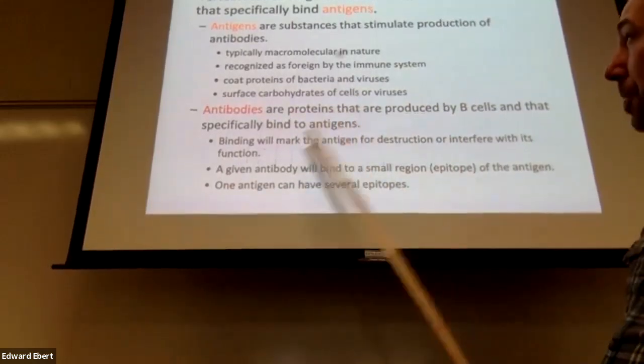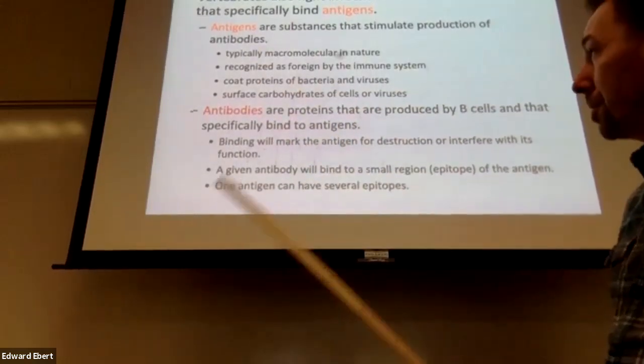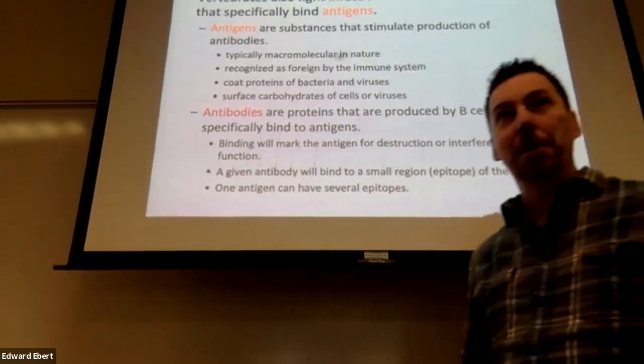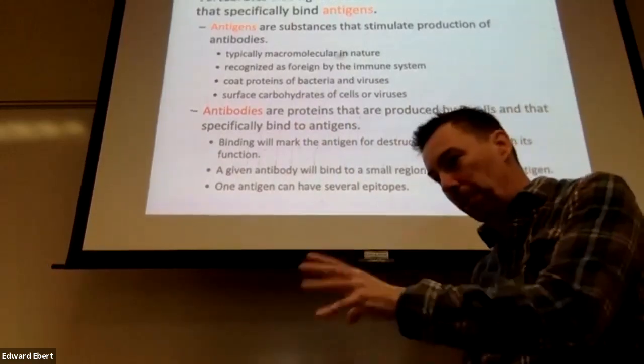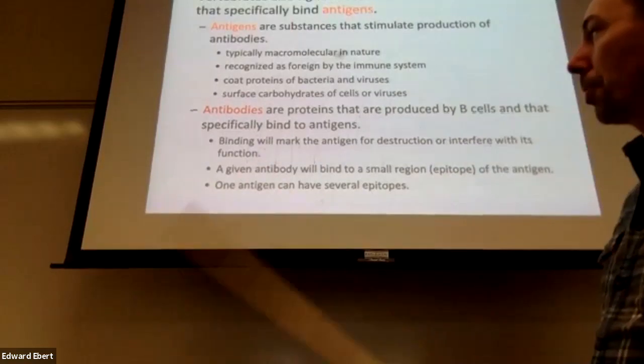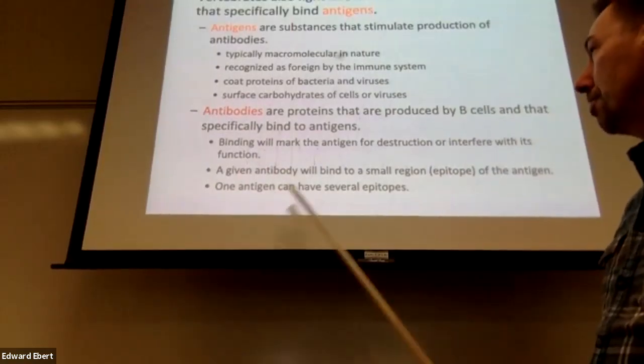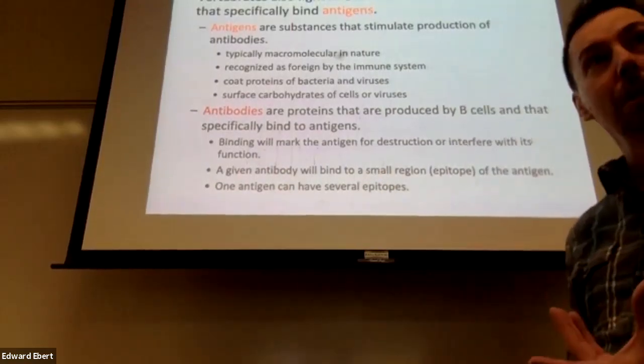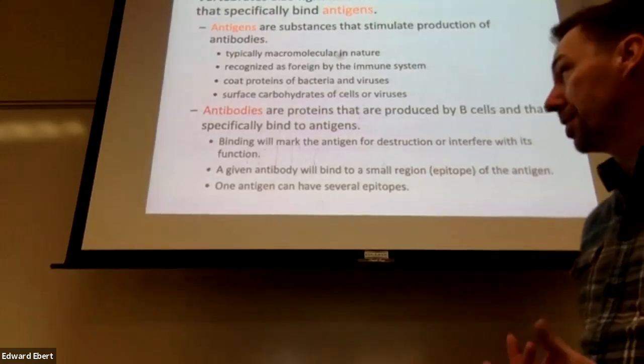But the antibodies are proteins that specifically recognize those antigens. They bind to it, and when they bind to it, it's essentially a marker. It's like, hey, I found one, over here. So they're going to mark it for destruction when it binds there. It binds to a very small region. The region that it recognizes is known as the epitope.